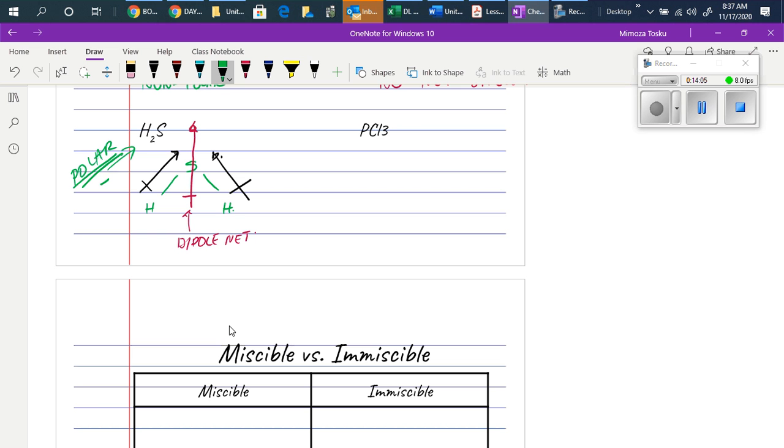The same idea is in the case when we have phosphorus trichloride. So the structural diagram in this case will be phosphorus at the top, and then we will have 1 chlorine on this side, 1 chlorine on this side, and 1 chlorine on the other side. So it is a pyramidal triangular shape that we have in terms of the VSEPR diagram here.